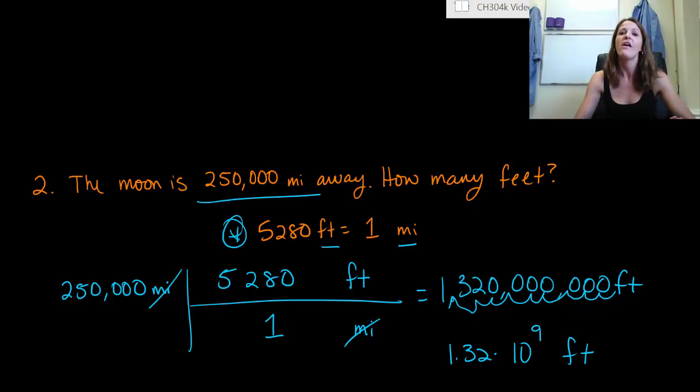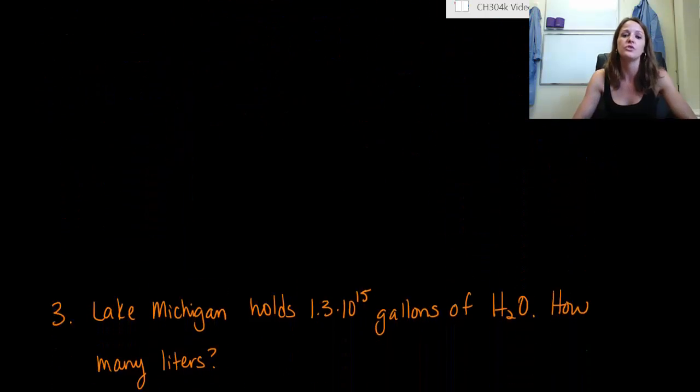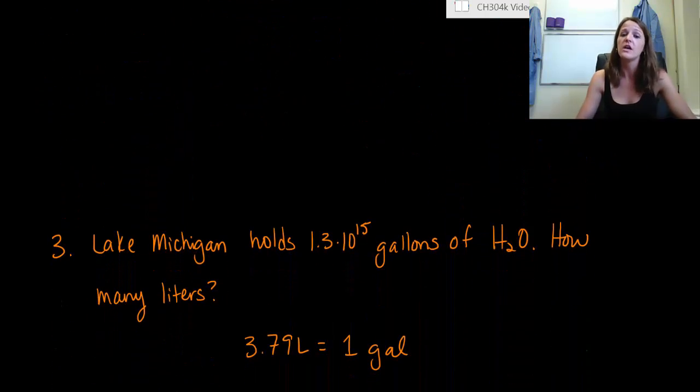All right? Now, scientific notation is something that usually gives students trouble for whatever reason. So what we're going to do here is give you one more problem, a simple conversion again, but you have to use your scientific notation and make sure you're using that properly. All right, so try to tell me how many liters are in Lake Michigan if you know that there's actually 1.3 times 10 to the 15 gallons of water. Go. All right, did you get an answer?